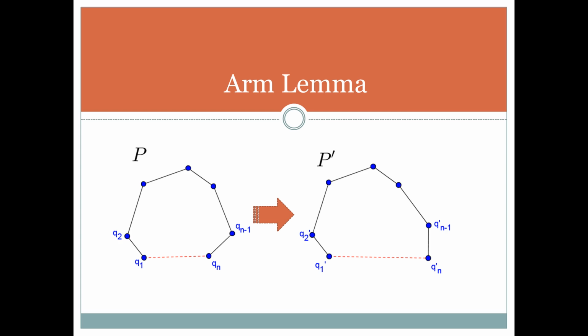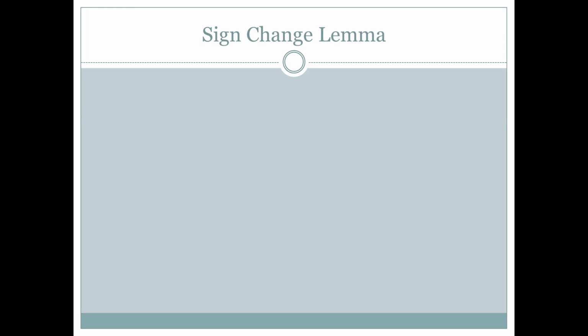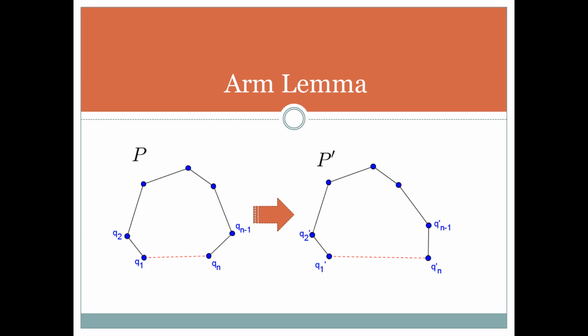We're going to basically create a new polygon, so P prime. So all of these side lengths will be the same. Actually, all of the angles will be the same except for the alpha n minus 1. This will have increased. And as you can see, the red dotted line also increases. So this will just be a quick visualization of the arm lemma. Now the proof of this, there's various proofs. Cauchy did it with induction.